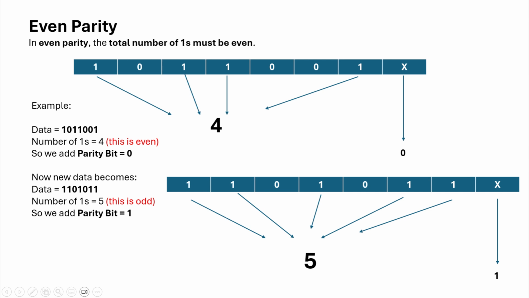Here is a simple way to remember. Odd parity wants odd total. So it adds 1 when the count is even to make it odd. Even parity wants even total. So it adds 1 when the count is odd to make it even. You can think of the parity bit as a fixer. It fixes the count to match the rule. In the next slide, we will see how computers do this automatically without counting manually.